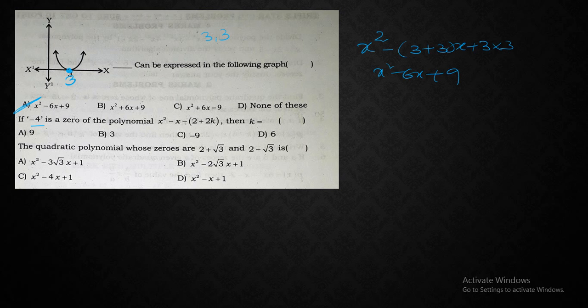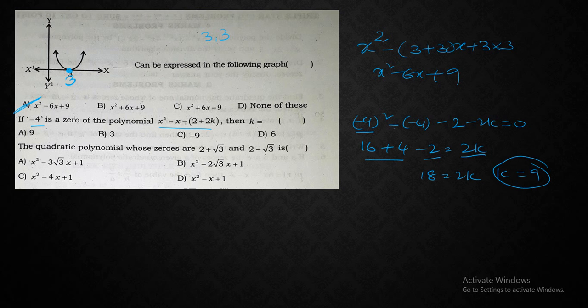Next, if minus 4 is a 0 of this polynomial, so minus 4 whole square minus of minus 4 minus 2 minus 2k is equal to 0. So minus 4 whole square is 16. So minus of minus 4 is plus 4 minus 2 is equal to this minus 2k. If I transpose, it becomes plus 2k. 16 plus 4 is 20, 20 minus 2 is 18. So 18 is equal to 2k. So from this k is equal to 9. So the answer is k is equal to 9.